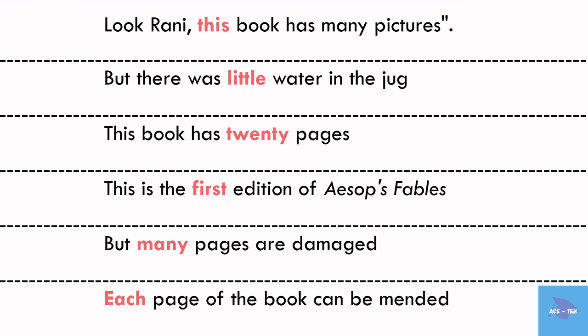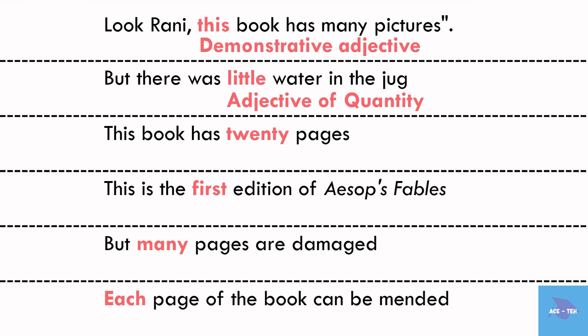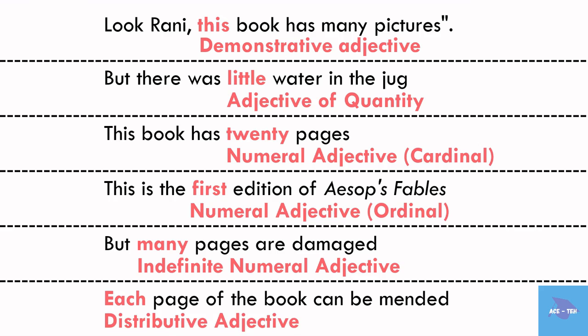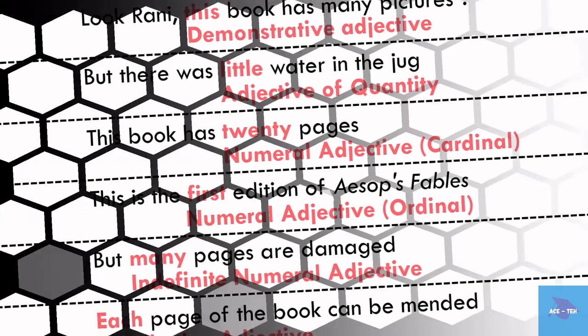In this example, this is the demonstrative adjective, little is the adjective of quantity, 20 is the cardinal adjective, and first is the ordinal adjective. Many is the indefinite numeral adjective, and each is the distributive adjective.